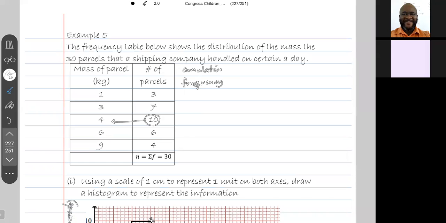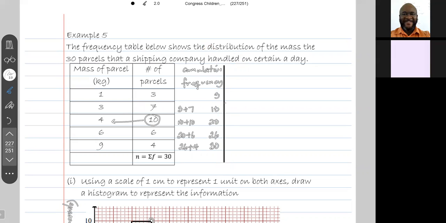All right, cumulative frequency. We're going to add the frequency going down. So it's 3 plus 7, 10. 10 plus 10, 20. 20 plus 6, 26. 26 plus 4, 30. Remember, the median is the average of the 15th and the 16th value. So I need to know which value is the 15th and which value is the 16th.